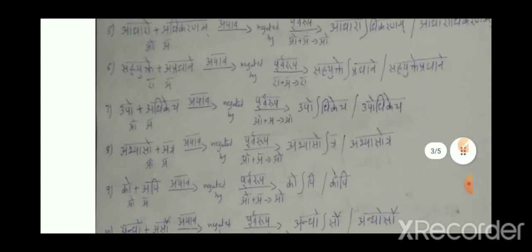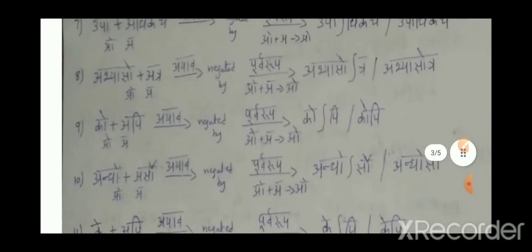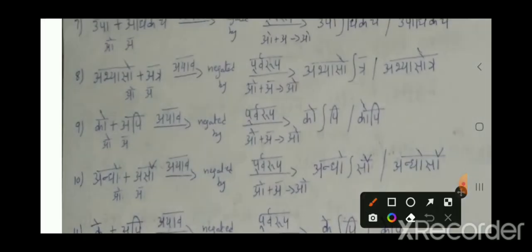We'll take a simple example. Take this example, Ko api. These are two fully formed words. Here normally if O, which is an H letter, is followed by an H letter, then it's an Ayava Sandhi. But here Ayava is negated by Purvarupa. Why? Because O is at the end of a padam.